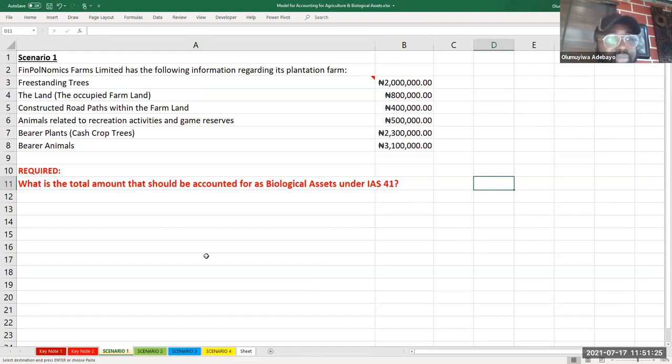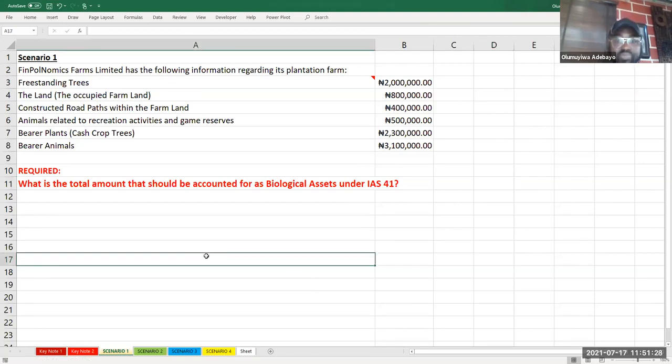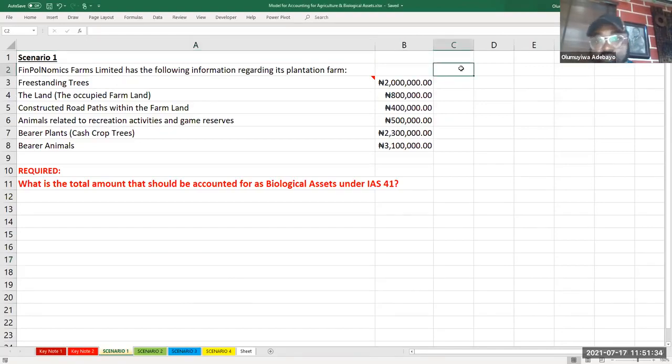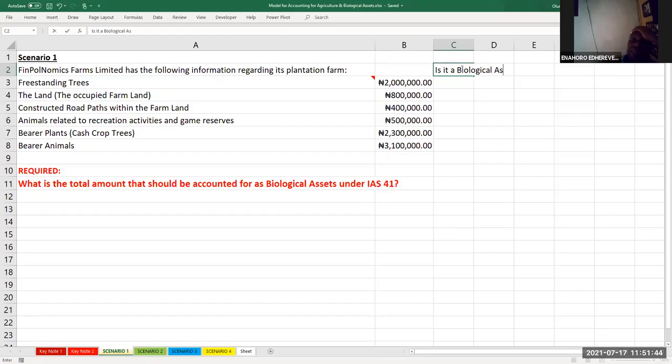This is a question. Can somebody read the question? And I want a suggested solution from you guys. Okay, I read it. Scenario 1. Fiponomics Farms Limited has the following information regarding its plantation farm.